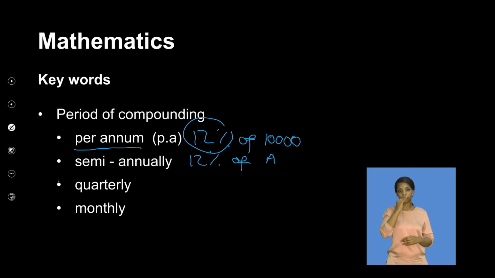And then lastly, I have compounded monthly. Monthly, as you can see, is quite straightforward. If it's 12%, I'm giving you 1% every month. But at the end of the year, when I add that, it must amount to 12%.